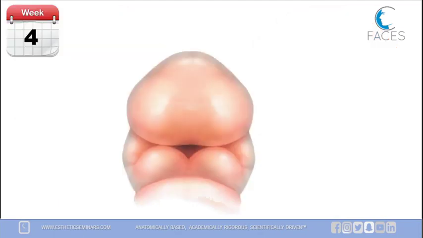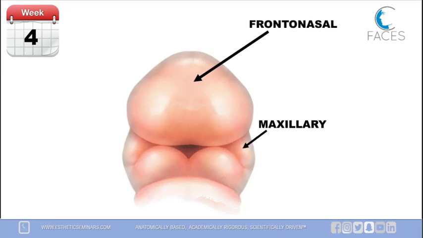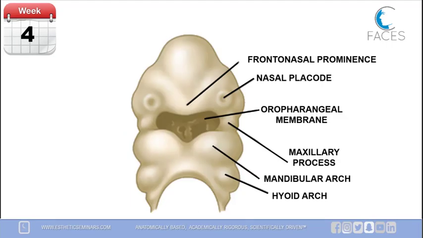Here are the 5 facial prominences on the 4-week-old embryo: frontonasal, maxillary, and mandibular. Here's a more detailed look at the developing face on that same 4-week-old embryo. You can see the nasal placode, the oropharyngeal membrane, and the hyoid arch.